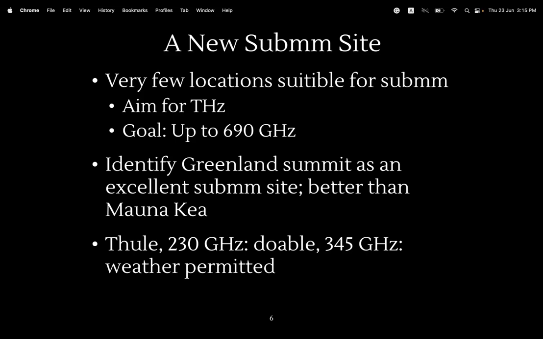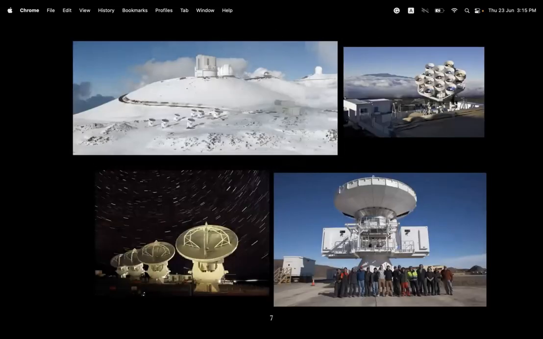So looking for a site is difficult for sub-millimeter. Looking for a bunch of sites is even more difficult. We also benefit because our team is not coming out of the blue.